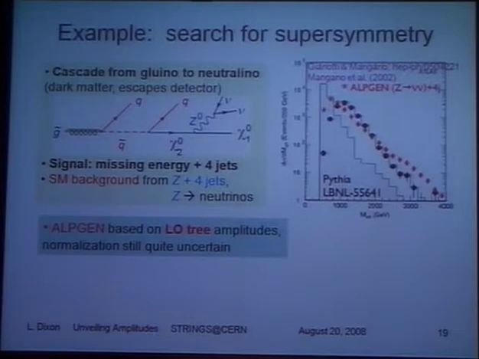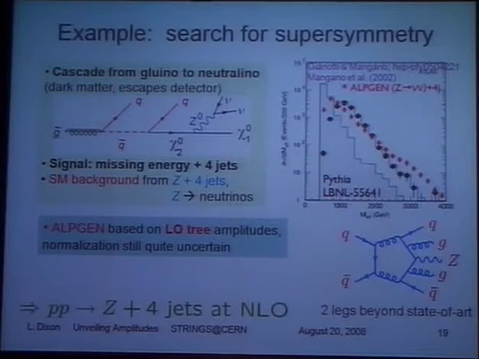So the goal is to calculate some of these processes at higher orders. But for this process, it's a pretty tall task. It actually turns out to be two legs beyond the state of the art. And that's the case that goes into producing a Z plus four jets at next to leading order, along with many other hundreds of other diagrams.